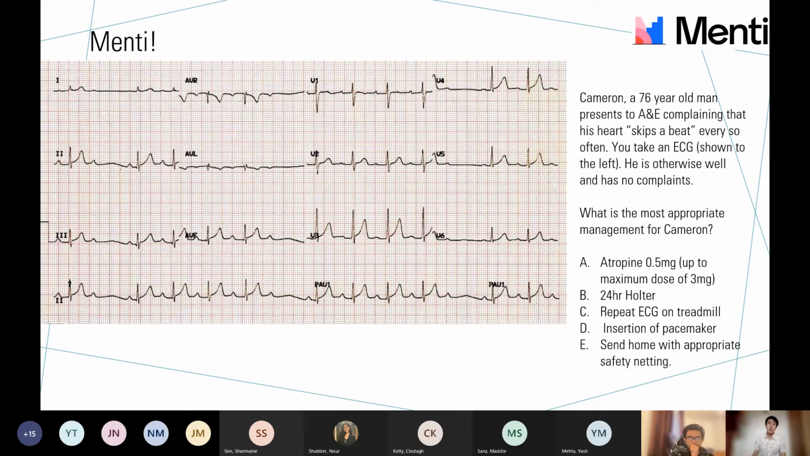Mobitz type 2, what you typically see is a regular PR interval, whether it's prolonged or normal, and then suddenly one has dropped. Okay, so if you thought it was Mobitz type 2, absolutely right, you give them a pacemaker. Okay, because that's unstable. Mobitz type 1, however, is not pacemaker worthy. It's very common. It's a normal variant, and we don't need to intervene. Okay, so the correct answer is actually send home with appropriate safety netting.